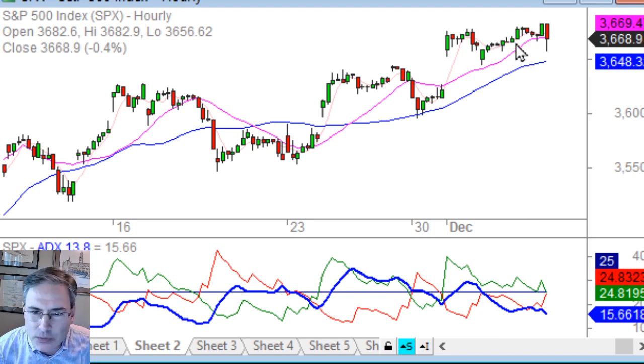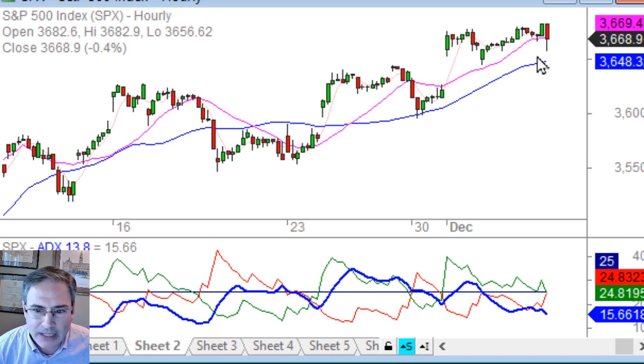So again, this would lead me to believe that maybe we're going to go through a little bit of an ABC pullback, get some type of a drift downward, some type of a corrective move downward on an hourly chart that maybe even takes the hourly 18 below the 40, and maybe that sets up another push into the end of the year. So we'll just have to keep an eye on that.